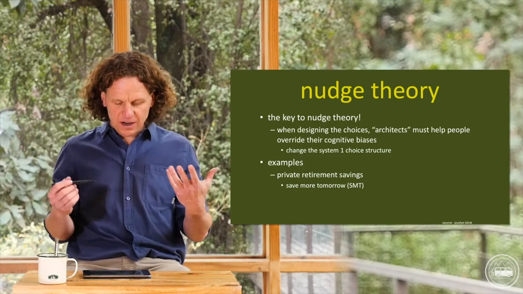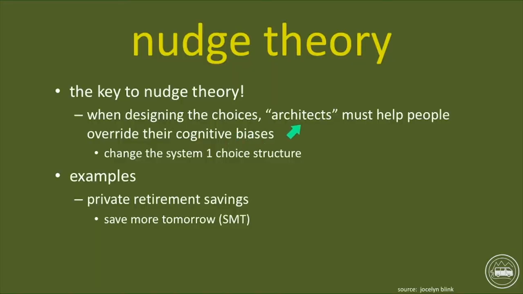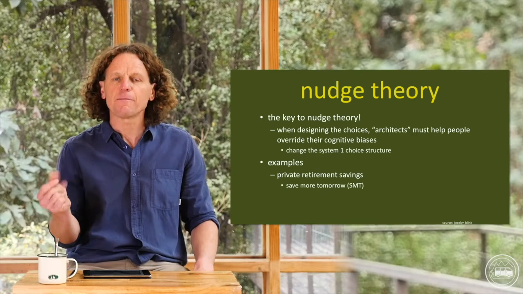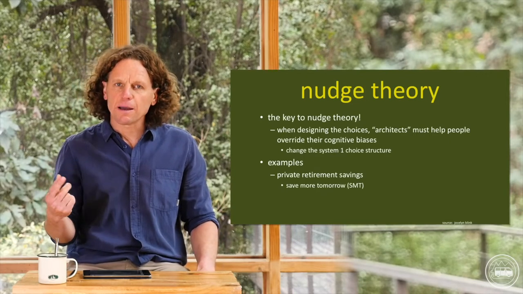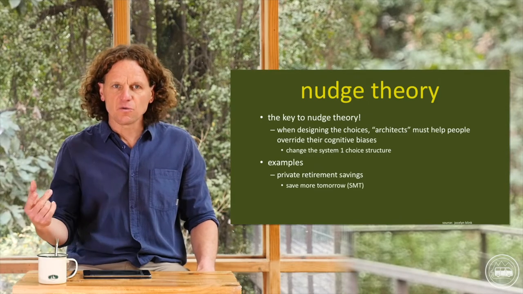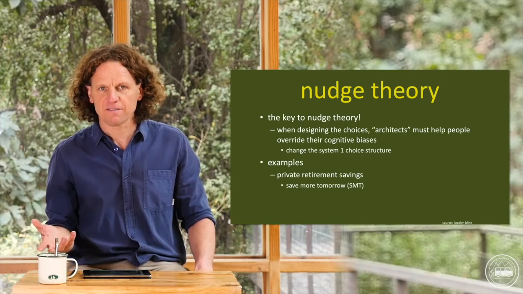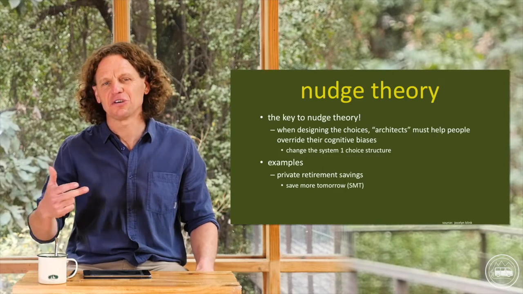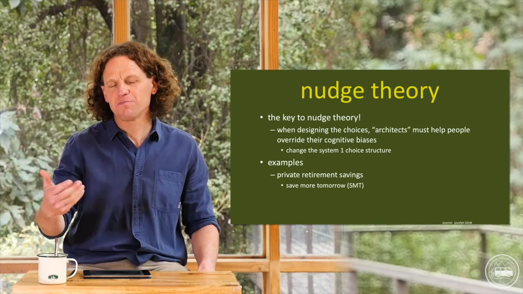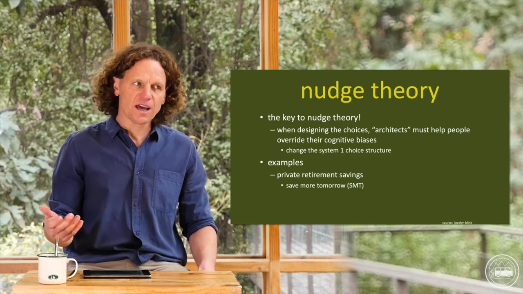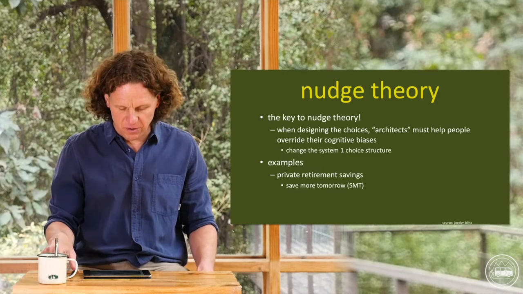And what you also gotta realize is that when designing the choices, the architects must help people override, oh my gosh, this is a connection to earlier in this unit, right? Their cognitive biases, which means they need to change the system one choice structure. So system one is like that impulse buy, right? It's the automatic system. So if you are nudged over time to make good decisions, eventually you will. A great example of this is a lot of people grow up not particularly loving vegetables, but then they become adults and they love vegetables. Why is that? Well, it's because they were nudged along slowly to start understanding that if they eat vegetables, it's better for their health than if they don't. And then they realize, oh yeah, okay, this is good. And then they start behaving that way, right?